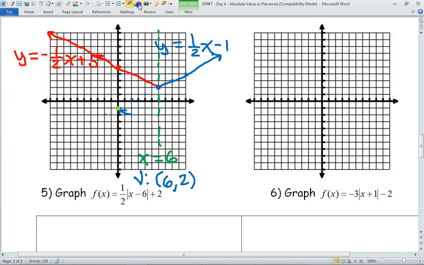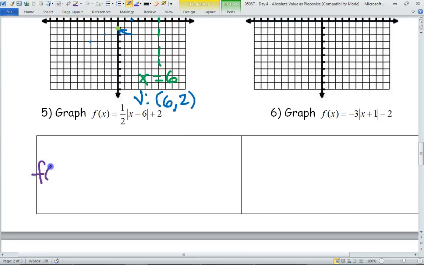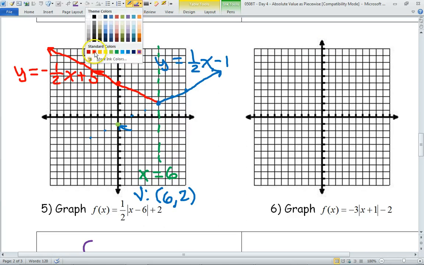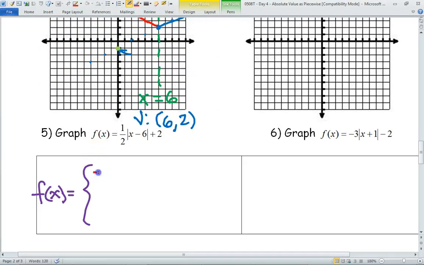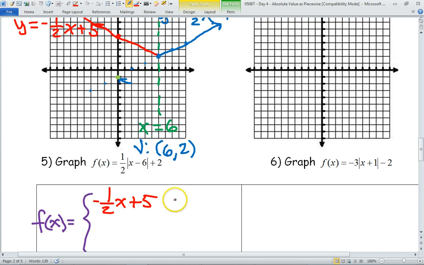Now let's make our function. F of x equals, make the brackets. Let's start with the red. I like to work left to right. Be like me. Negative 1/2 x plus 5. Maritza, Ashlyn, or Roshana, what am I about to add on to the end of this red line? What comes next? Hopefully you said I need to add on the part that says if x is less than 6. Using my axis of symmetry, to the left of 6, so if x is less than 6. Now let's do the blue part.